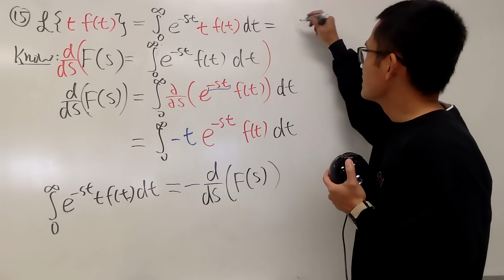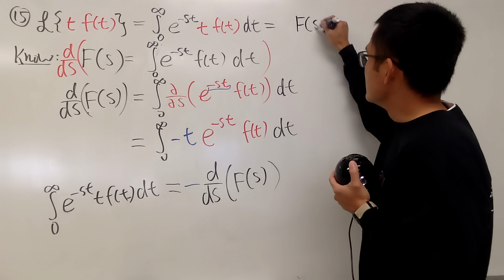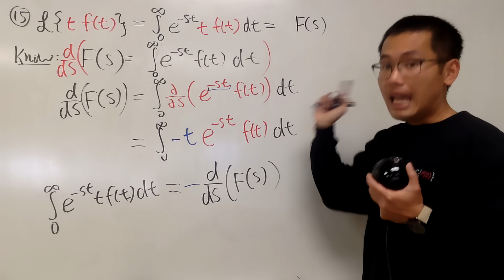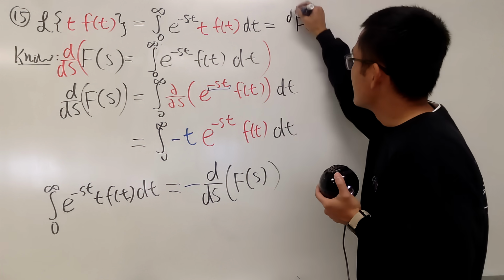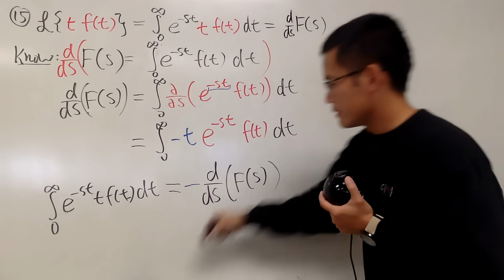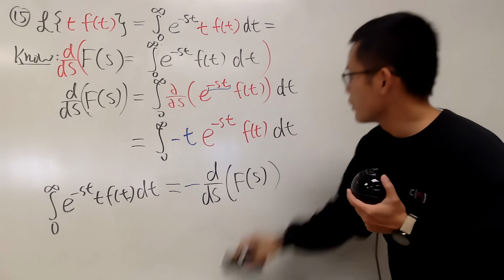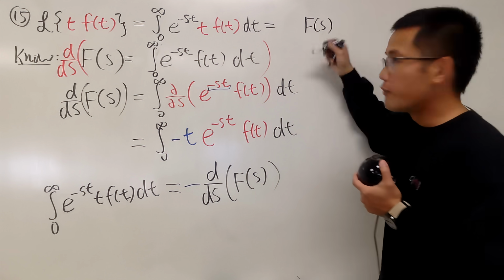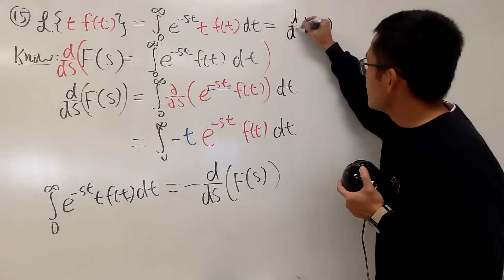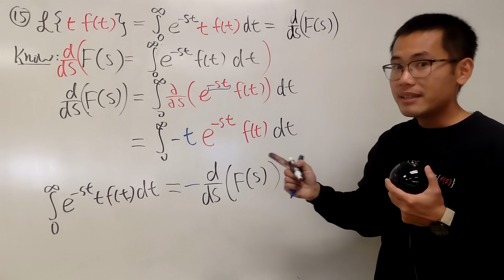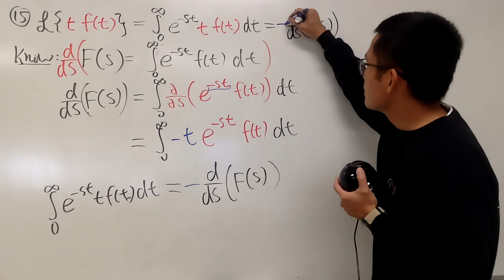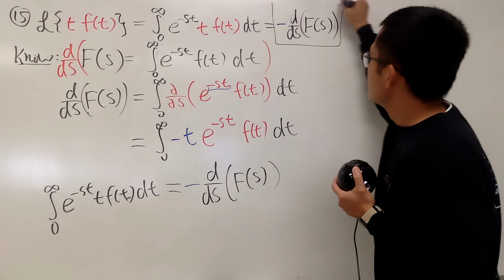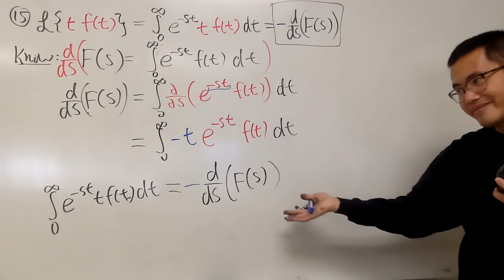All you have to do is look at what F of s is first, and then differentiate that with respect to s. Sorry, let me write this down better for you guys. Look at what F of s is first, and then differentiate this with respect to s. But you're not done yet, because you still have to multiply by a negative. So that's it, just like that.